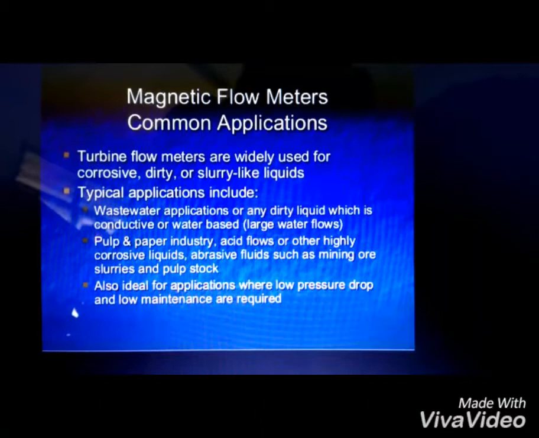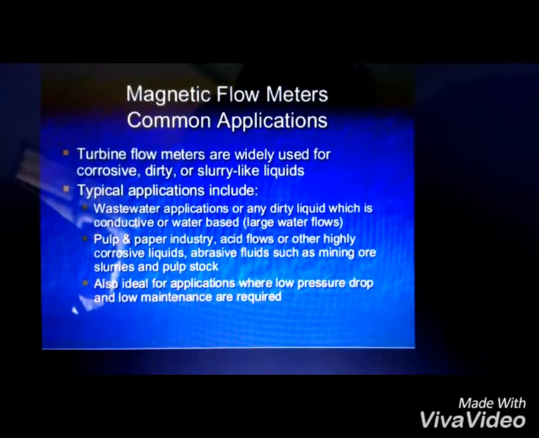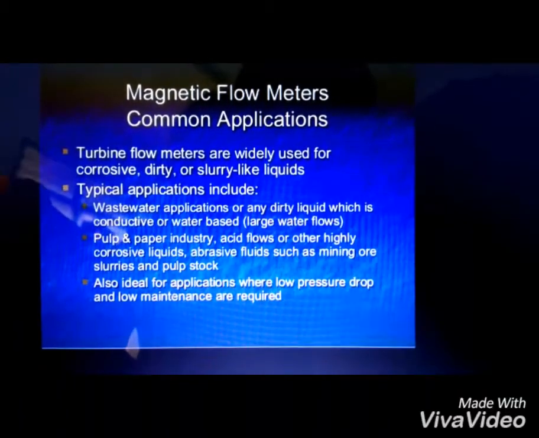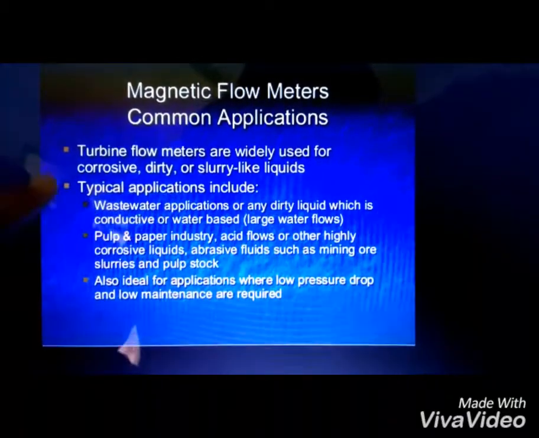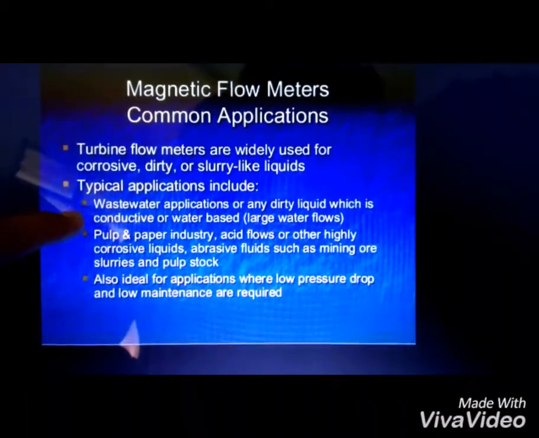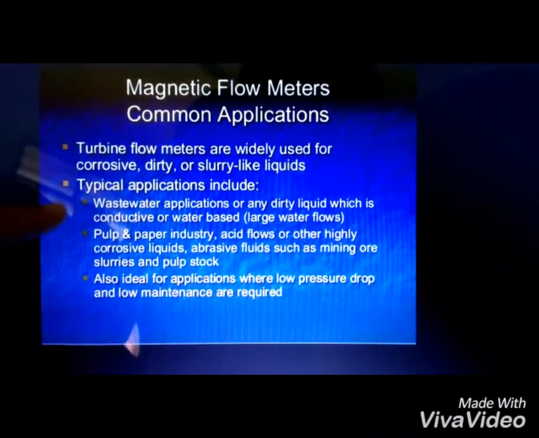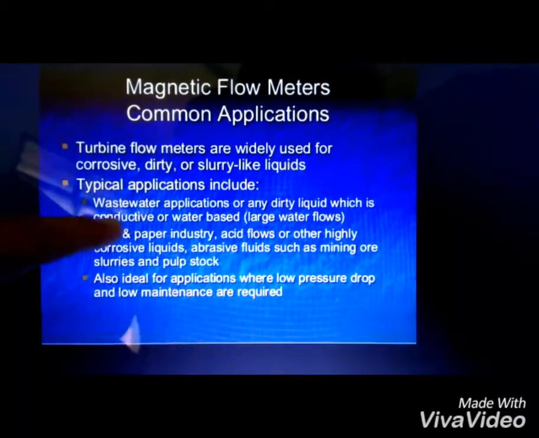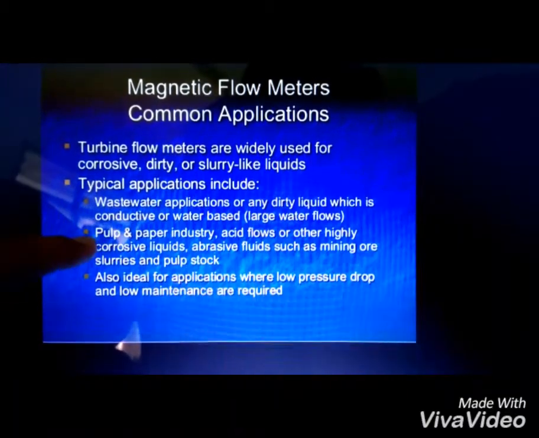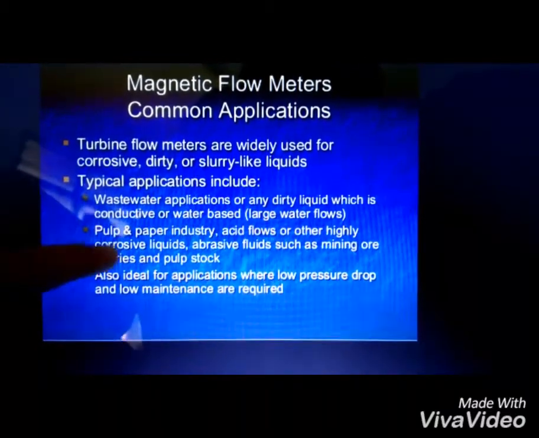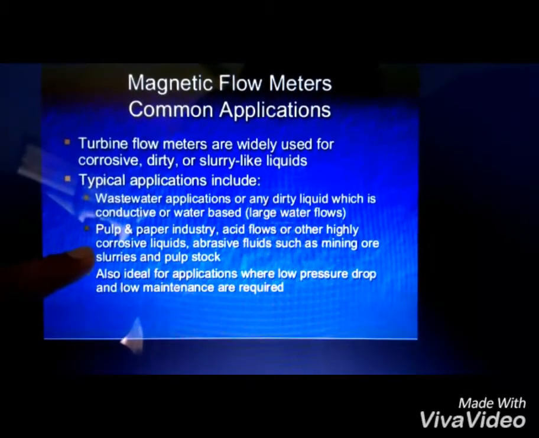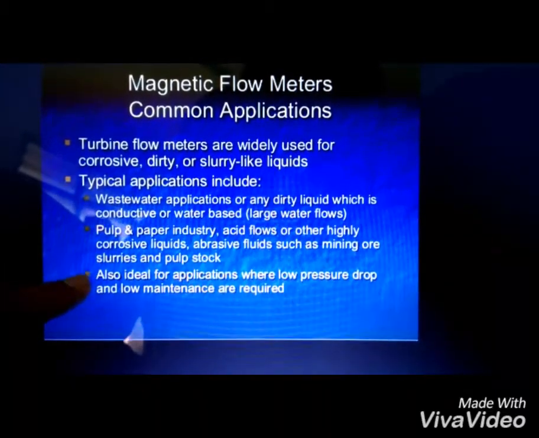Next, I will explain about the applications of electromagnetic flow meters. For magnetic flow meter common applications, they are widely used for corrosive, dirty, and slurry-like liquids. Typical applications include wastewater applications or any dirty liquid which is conductive or water-based, and large water flows. Next, the pulp and paper industry, acid flows or other highly corrosive liquids, and abrasive fluids such as mining slurries and pulp stock.